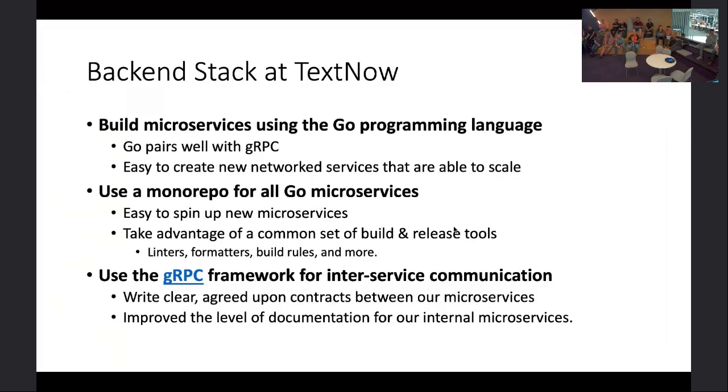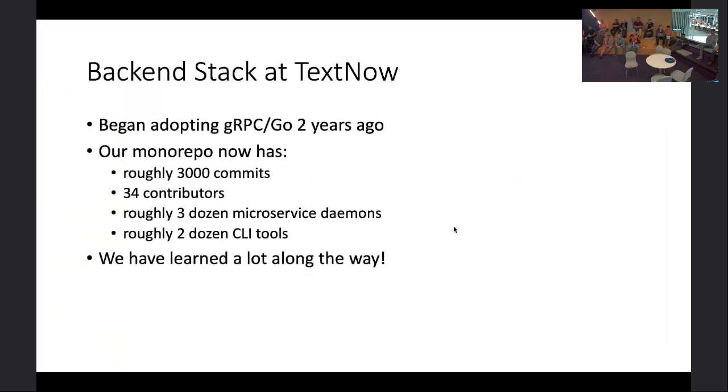So I'm going to be talking about our evolution of gRPC and where we're up to date, and a few things that we're looking at over the next 3 to 6 months. We began adopting gRPC Go about 2 years ago. Over the last 2 years, we've added about 3,000 commits to our monorepo. There's 34 contributors. This includes co-ops, full-times, and people from a number of teams other than just the backend team.